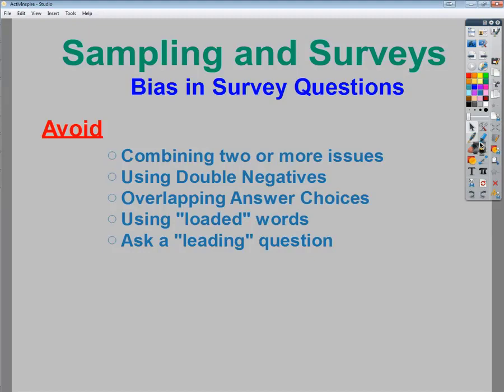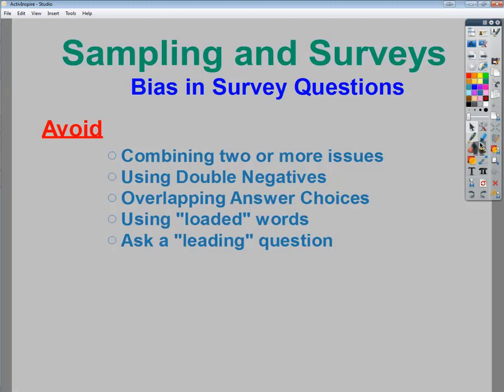And you never use loaded words, so don't use anything that shows a bias in the question. Don't presuppose things, which would be the last one, sorry. Ask leading questions. You don't want to ask questions that already assume they agree with whatever you're saying, and then they have to disagree, because it changes the mode. They're not given a choice anymore. They're doing a yes-no based on your assumption that they believe something to be true.